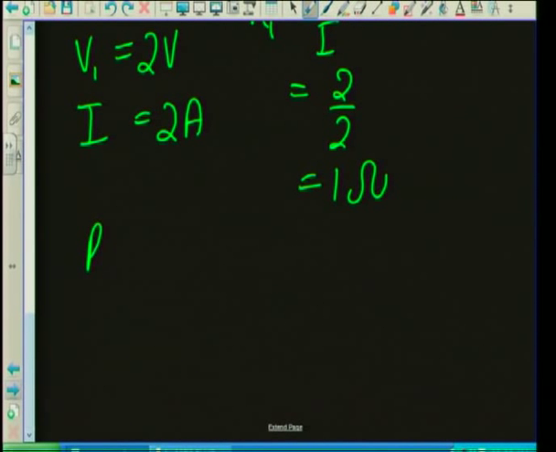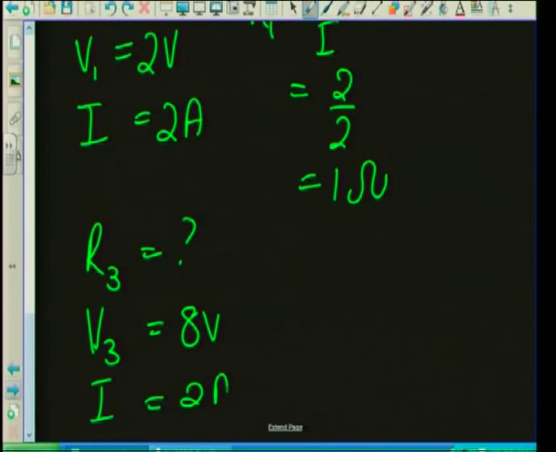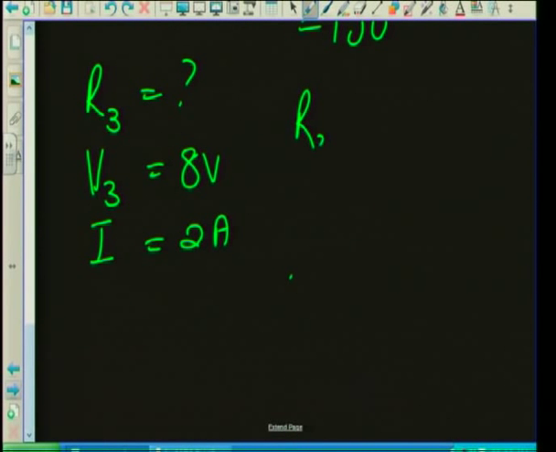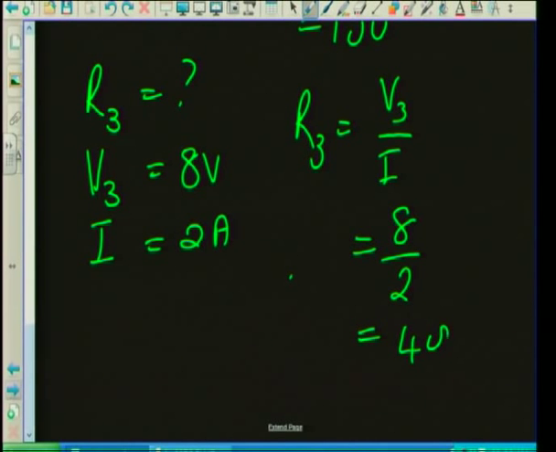Good. R3. We don't know R3. We know V3. We said it was 8 volts. We know current because it hasn't changed. So R3 is V3 divided by I, so it's 8 divided by 2, which is 4. Now I'm going to add another question into this just because I can. What is the total resistance of the circuit?